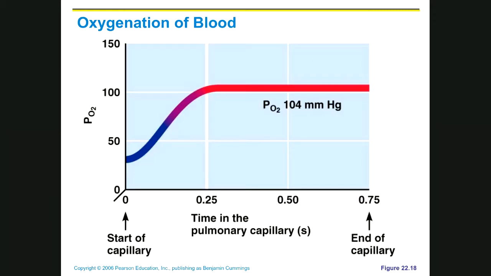Well, remember, the blood is going through a capillary. So over here is the artery, and over here is the vein. It's going through a capillary, and we're getting gas exchange. So gas exchange happens along here. But look, here's this whole capillary, and after we get about here, there's no more gas exchange. Look, this line is flat.